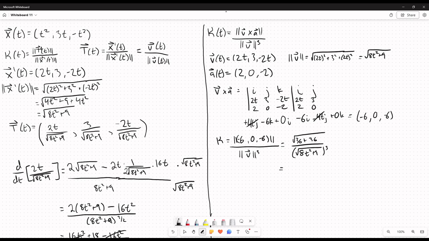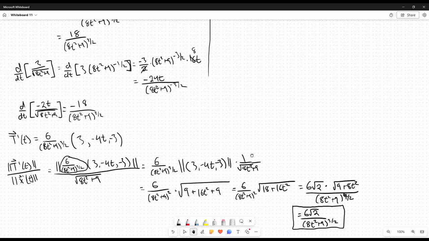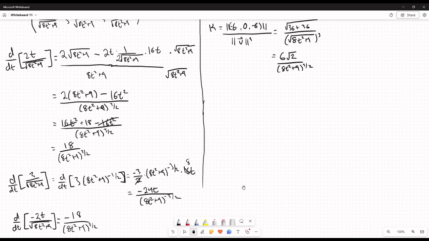You can think of factoring out a 6, or a 6 squared, I should say. That's going to end up being 6 square root of 2 in the numerator. And in the denominator, this is the same as writing 4t squared plus 9 to the 3 halves, which, if you look, is exactly what we got earlier after doing way more math.